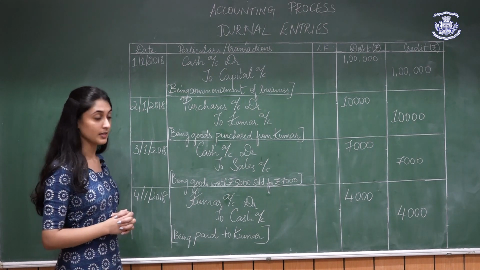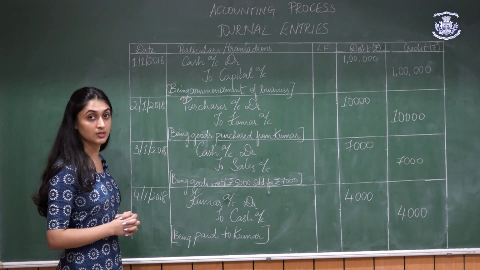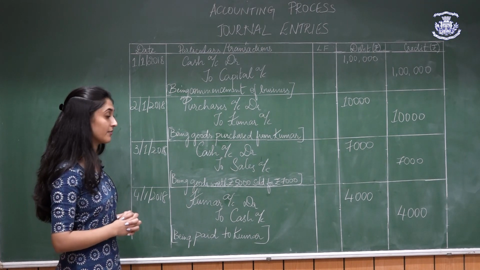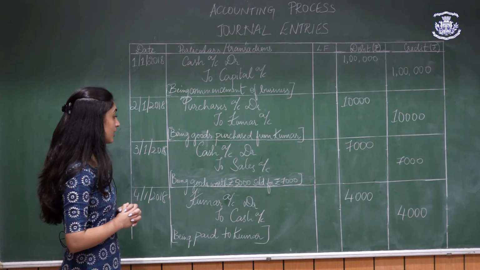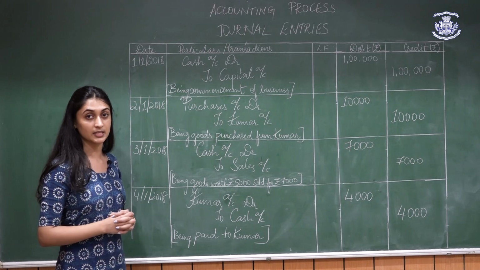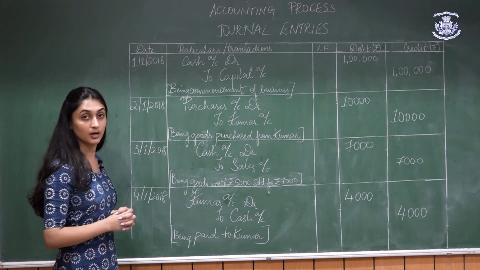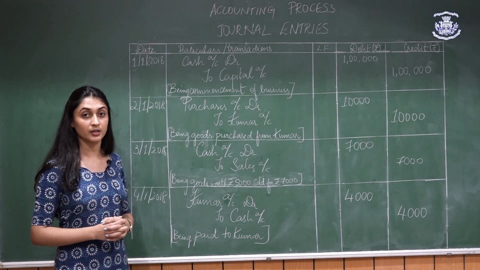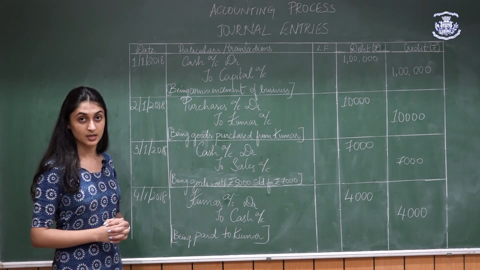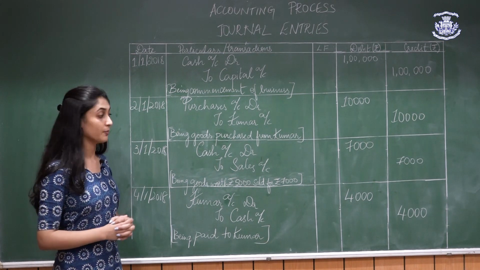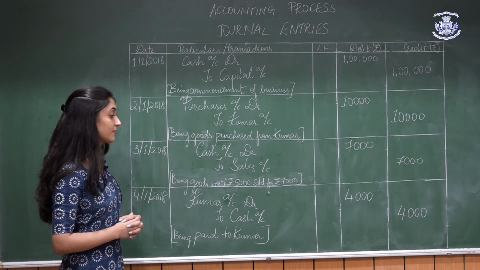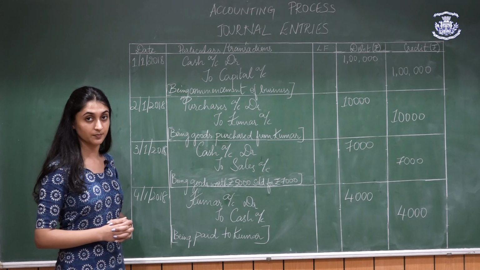The third entry here is on the 3rd of January 2018. Goods worth rupees 5,000 are sold for rupees 7,000. The cash balance is going to increase by 7,000. Therefore, the asset account is going to increase by 7,000 and we debit the cash account. The sales account will always be recorded at the selling price of the goods, and here the selling price is 7,000 rupees. Therefore, we credit the sales account by 7,000 rupees. We have the narration as goods worth rupees 5,000 sold for rupees 7,000.